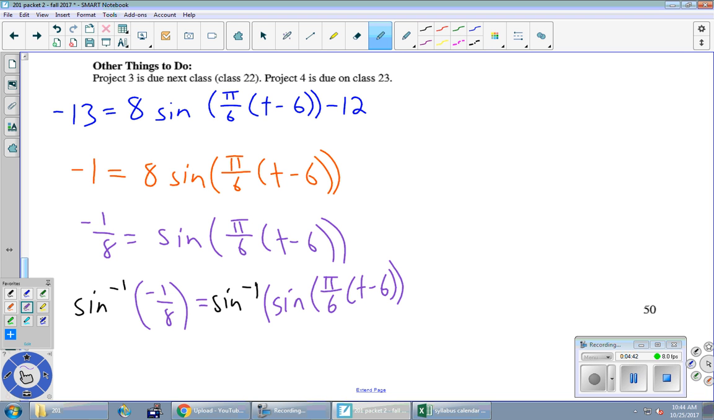Okay, and I've written this thing out on the right-hand side, even though lots of stuff disappears. What does the right-hand side become? Just this pi over 6 t minus 6 part, right? That's why we put the inverse sine there, was to cancel.